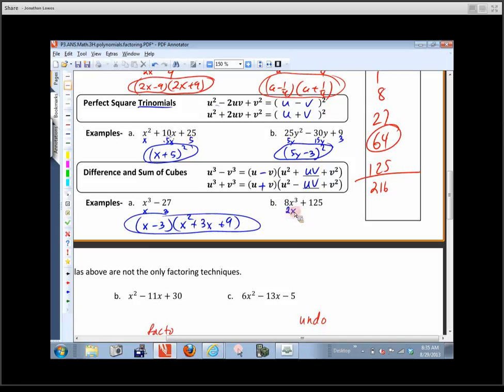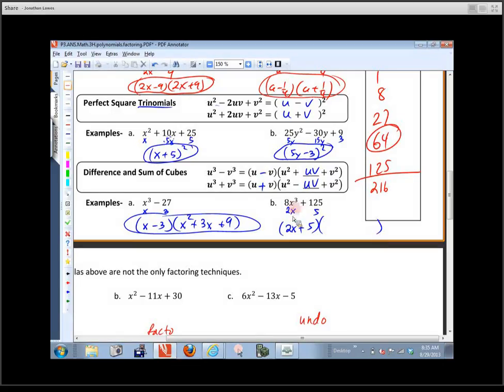Of 2 and x. Is that a perfect cube? Yep, it's in our list over here. So we write down 2x and 5, make a little binomial of it. What goes in between here? It's going to be a plus. Whatever this sign is, that's the sign that goes in between the first two terms.